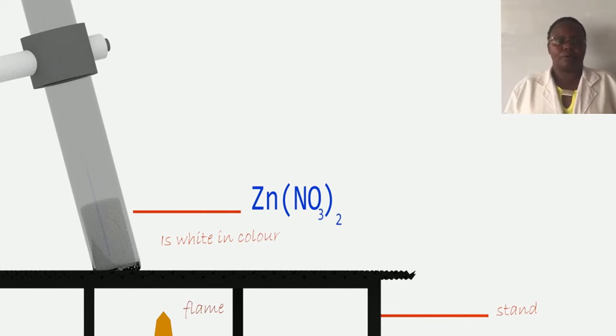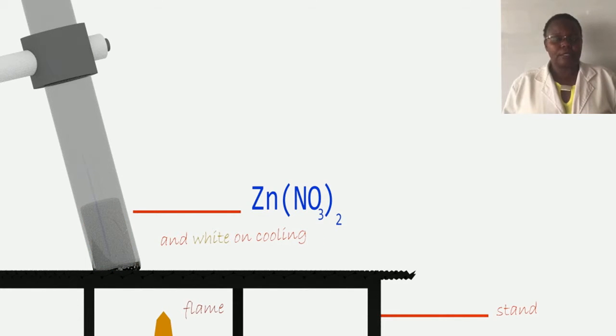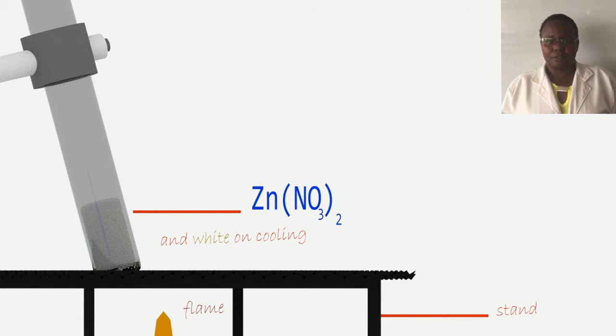Then we have zinc. Most of the zinc compounds are white in color, and on heating they turn yellow. Then on cooling the residue turns white. So we conclude that whatever substance we had been given contains zinc.